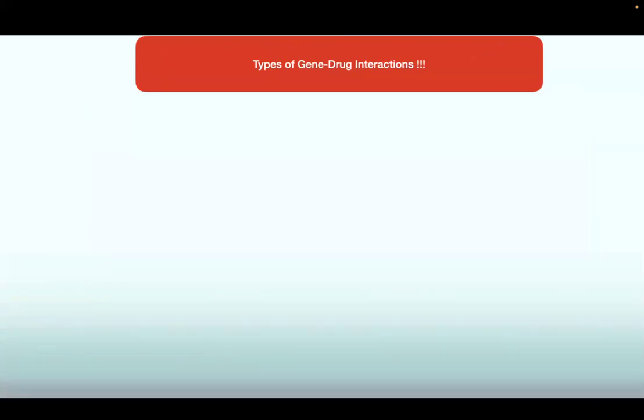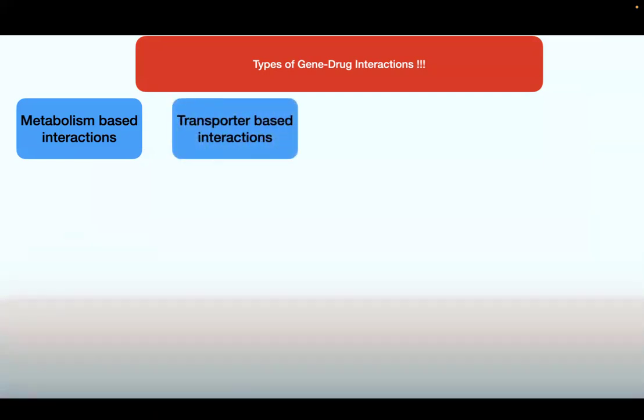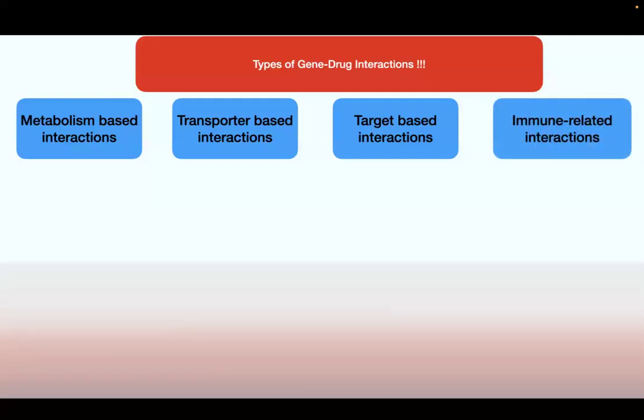Okay, so what are the types of gene drug interaction we are having? Let's understand. First of all, कौन से type का जीन का ड्रग के साथ इंटरेक्शन हो सकता है? So in the very first we have metabolism type of interaction. We have transporter based interaction, we have target based interaction, we have immune related interaction. Okay, so ये जो चार है वो एक कैटेगरी के साथ डिफाइन किया गया है.